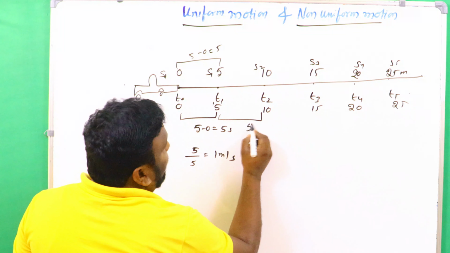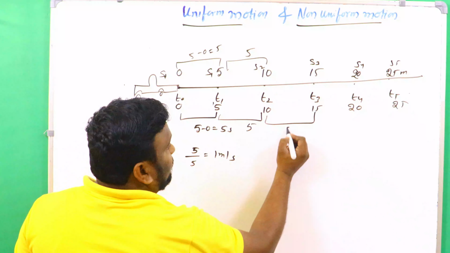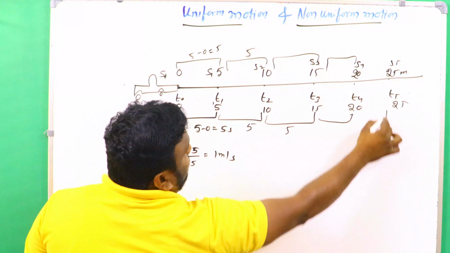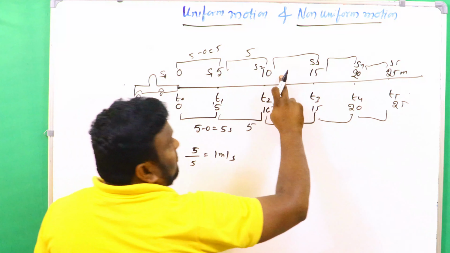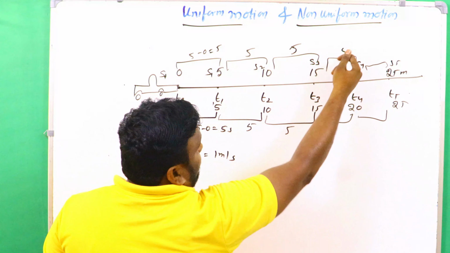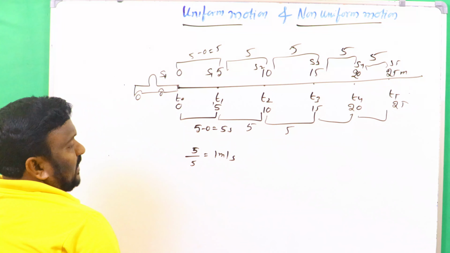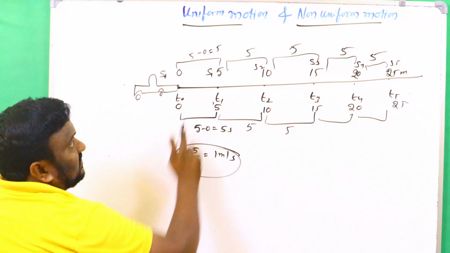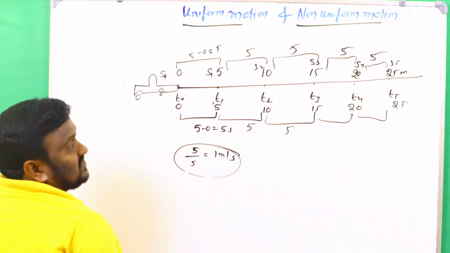10 minus 5 is 5. And 15 minus 10, 5. 20 minus 15, 5. 25 minus 20 is 5. So every time, the average speed is 5 by 5. The distance traveled is 5 meters, the time taken is 5 seconds, so 1 meter per second.